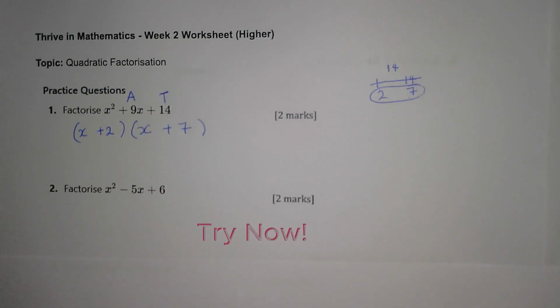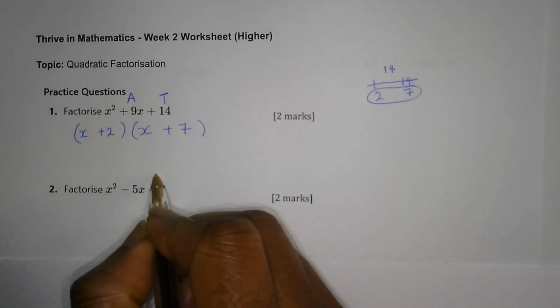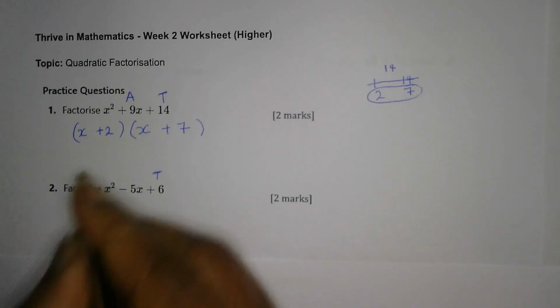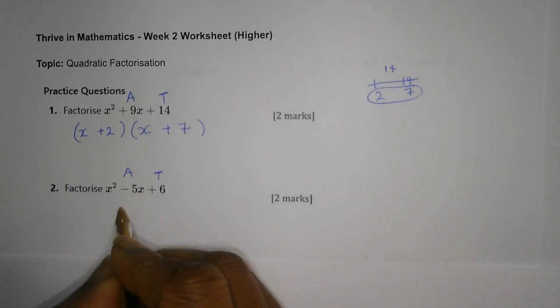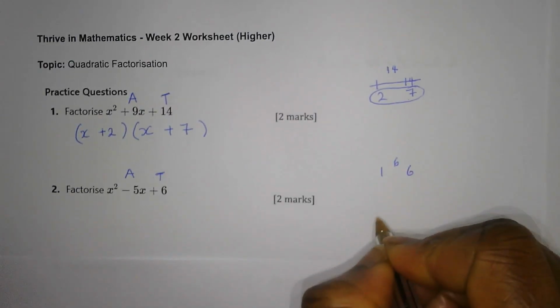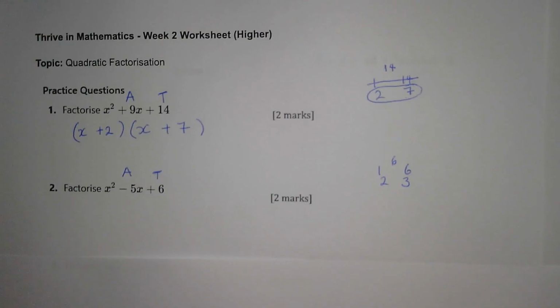Question 2. Factorize x squared minus 5x plus 6. Think of two numbers that when you multiply together, I use the T to say times together, it gives you positive 6. And when you add those two numbers together, you should get negative 5. 6: 1 times 6 is 6. 2 times 3 is 6. And those are the pair factors of 6.